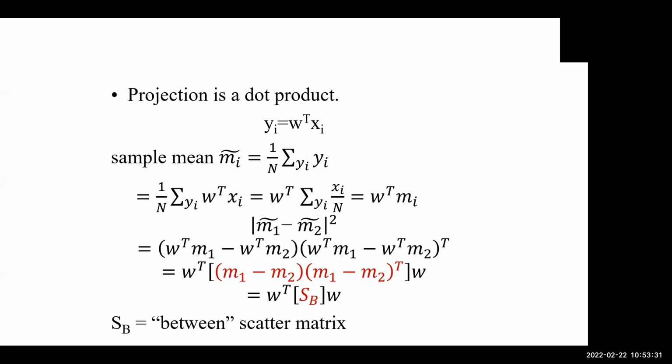Okay, some math. Just so you know it exists. We have a projection. Projection is a dot product, the line in our vector. We can get the mean of our points prior to projection or after projection. So you're going to add up all your points and divide by n. No surprises there.